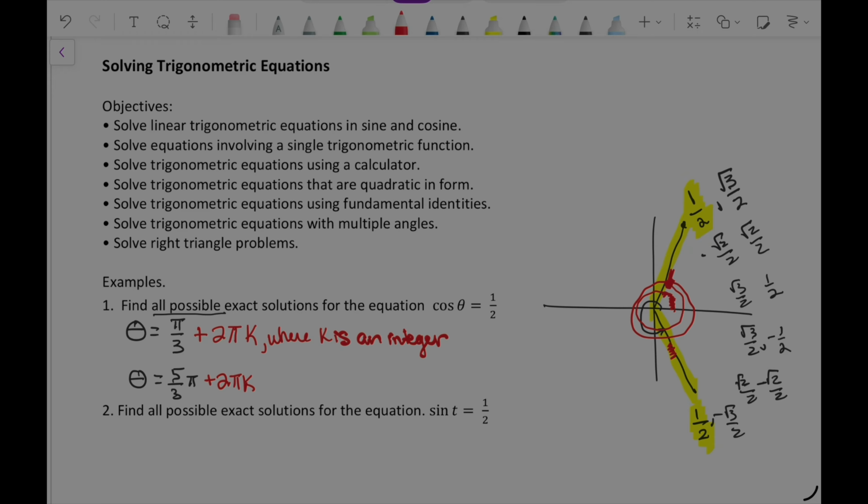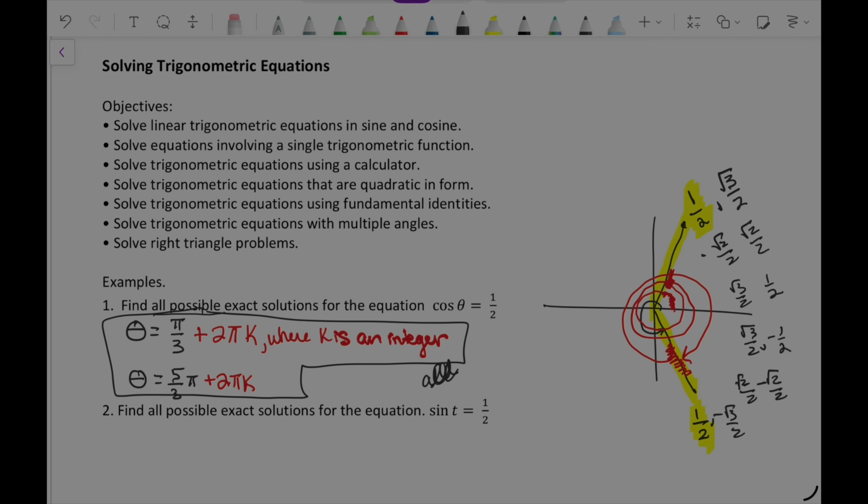Now, negative k values also work. So if I'm here and I back up one full cycle, I would land at a negative pi over 3, and the cosine of negative pi over 3 is also a positive 1/2. So where k is an integer, we don't say positive, we don't say negative, we just say k is an integer, which implies it's positive or negative. These are all the solutions. Okay?